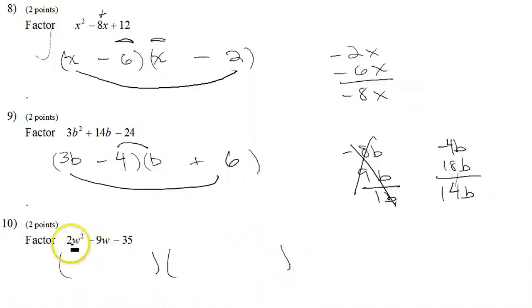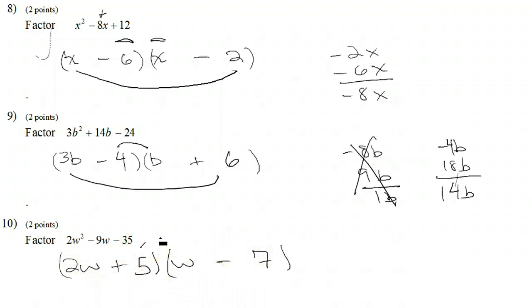Last one, let's guess and check this. What multiplies to 2w squared is 2w times w. To the end, I want it to multiply to 35, so that's like 5 and 7 maybe. So if I put a 5 here and a 7 here, I want it to be negative, so I'll make this one negative and this one positive since I want the answer to be negative.